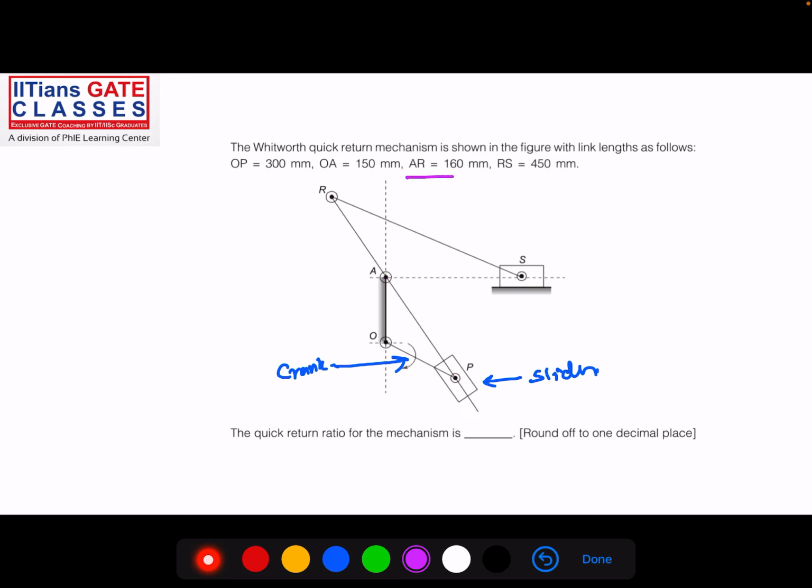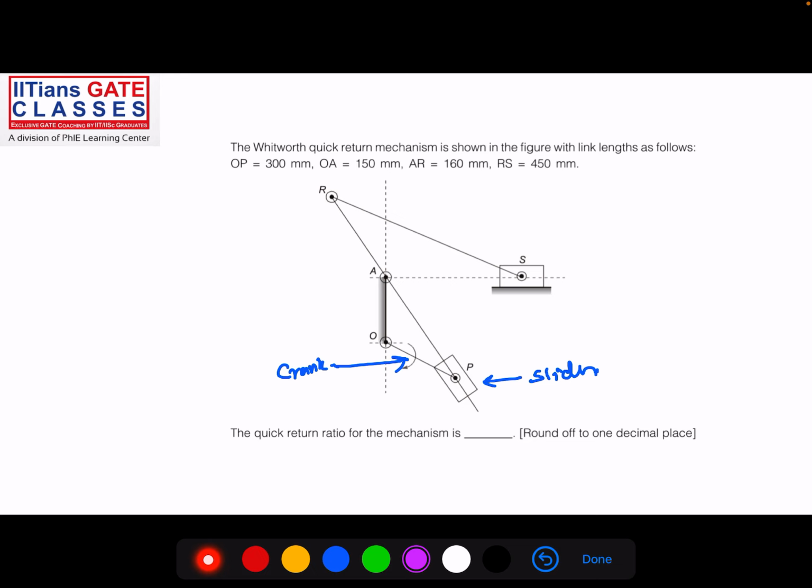This is the value of AR, AR is equal to 160, and RS is equal to 450. So the point P will keep on moving. The slider will keep on moving on the rod RP.